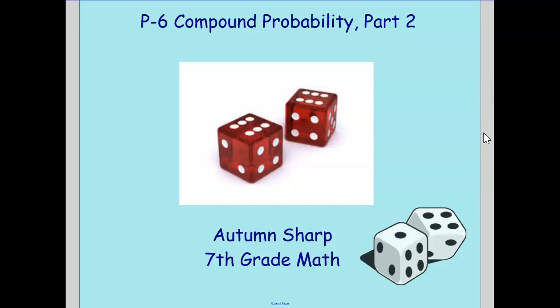So yesterday, or whenever you watched that lesson, the last lesson we talked about ways of staying organized with a compound event, like rolling 2 dice or flipping 2 coins. And we talked about table method, tree method, list method. Okay, so we're going to keep cruising with that thought.